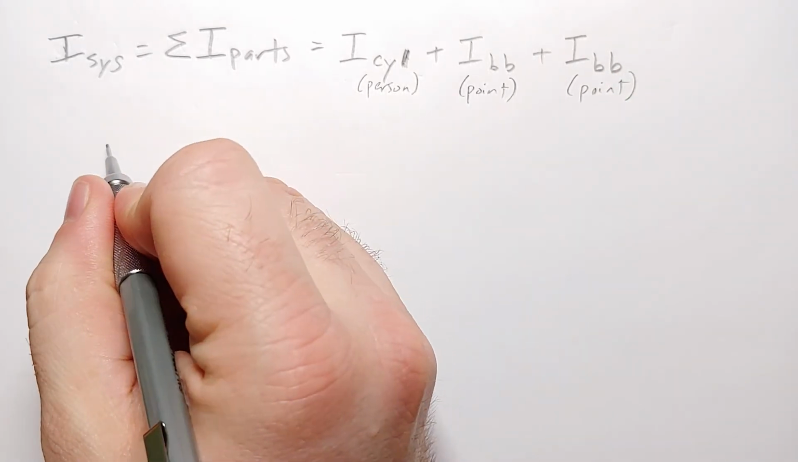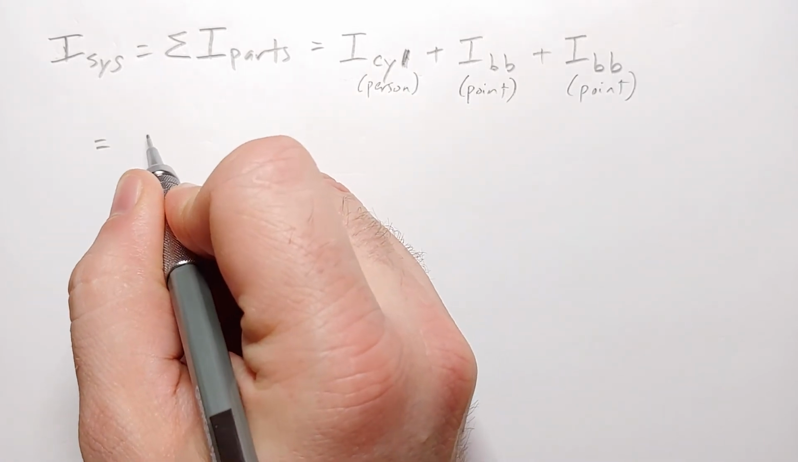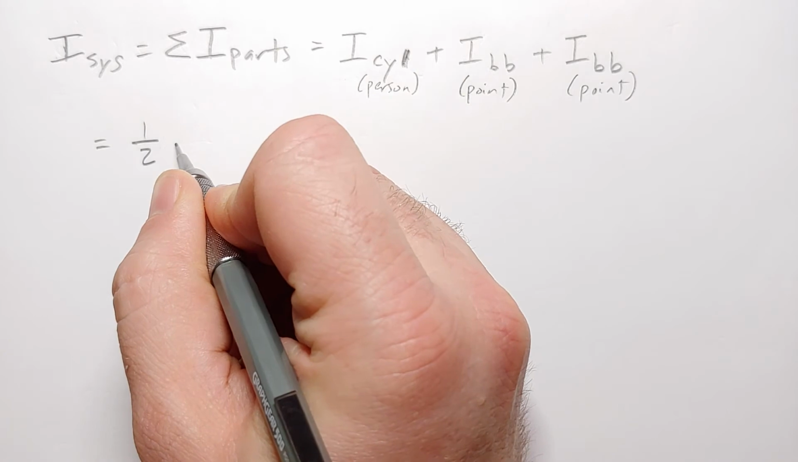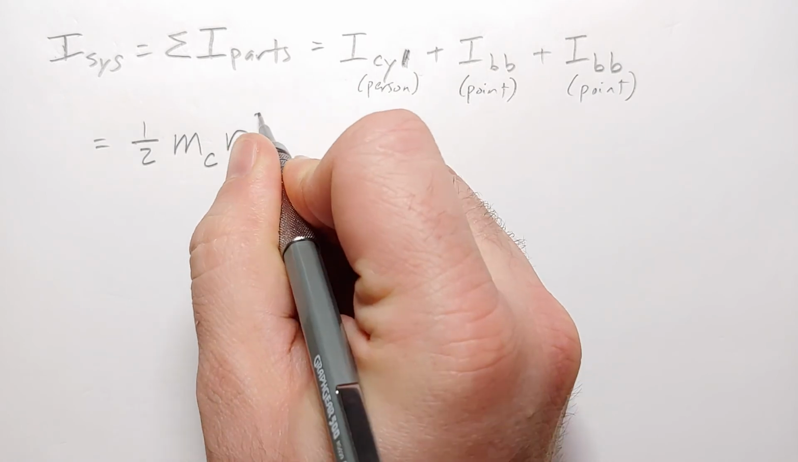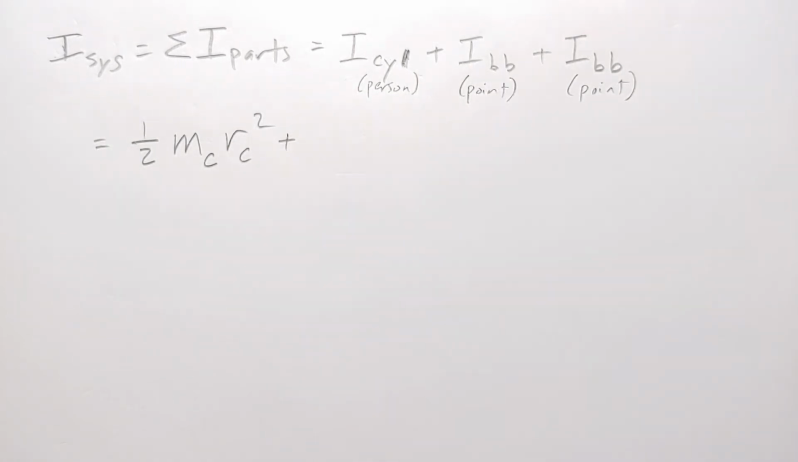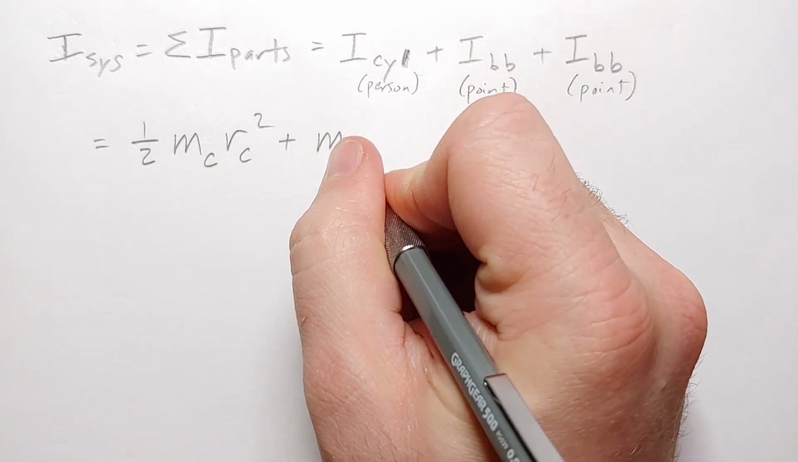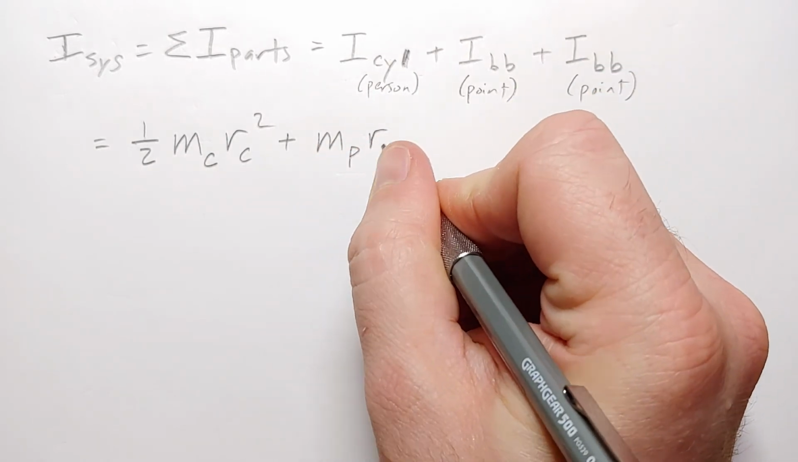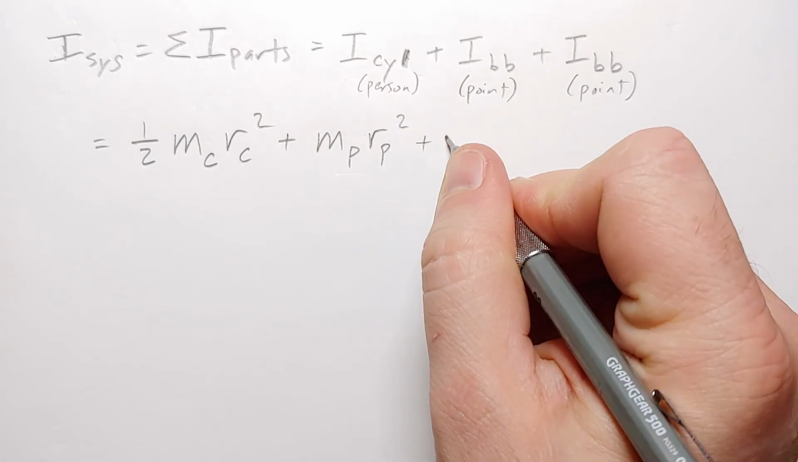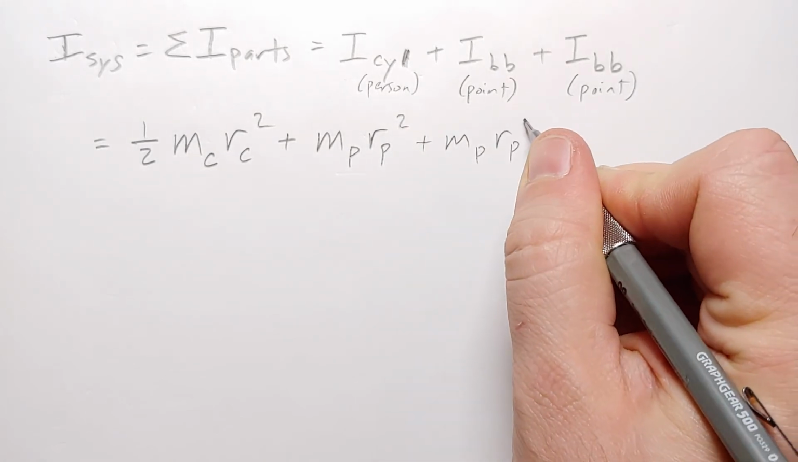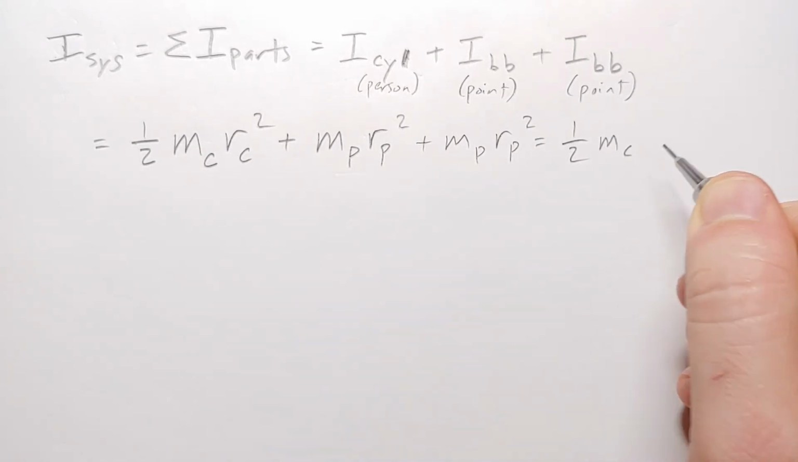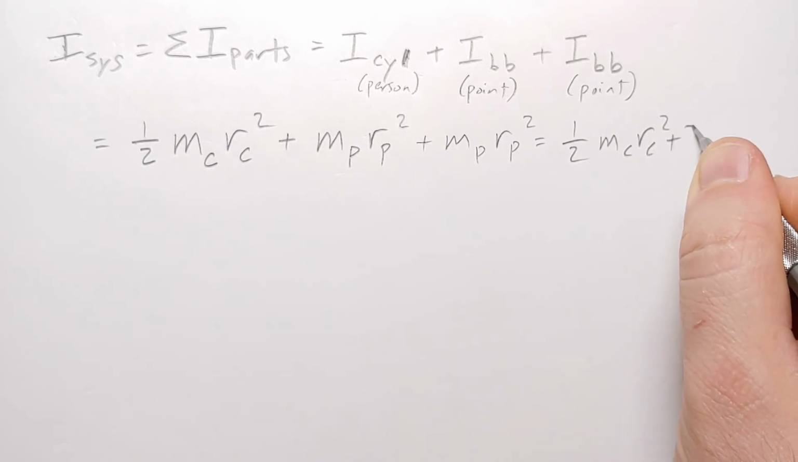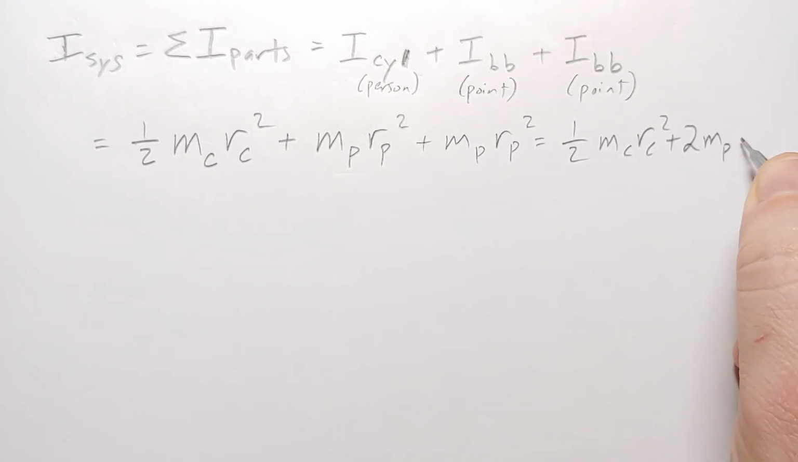So that is going to be a cylinder is 1/2 the mass of the cylinder times the radius of the cylinder squared. And then for a point mass, it's just going to be the mass of the point times the radius the point is at squared, and there are 2 of them. Which, of course, we can just combine and get 1/2 the mass of the cylinder times the radius of the cylinder squared plus 2 times the mass of the point mass times the radius of the point mass squared.